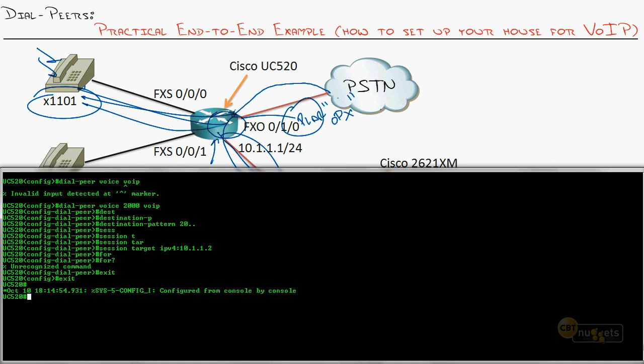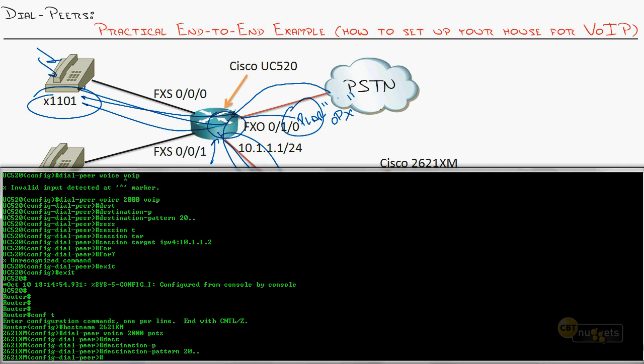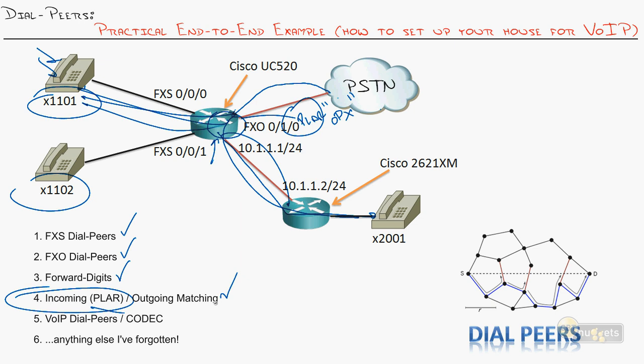So now let's head over to the 2600, which has nothing on it. So let's give it hostname 2621XM. And we will go dial peer voice, and let's do 2000 over here as well. But on this side, it's going to be a POTS dial peer. And I'm going to say the destination pattern. Let's make this phone respond to everything starting with 20... So our one phone here will represent the entire office, including 2001.